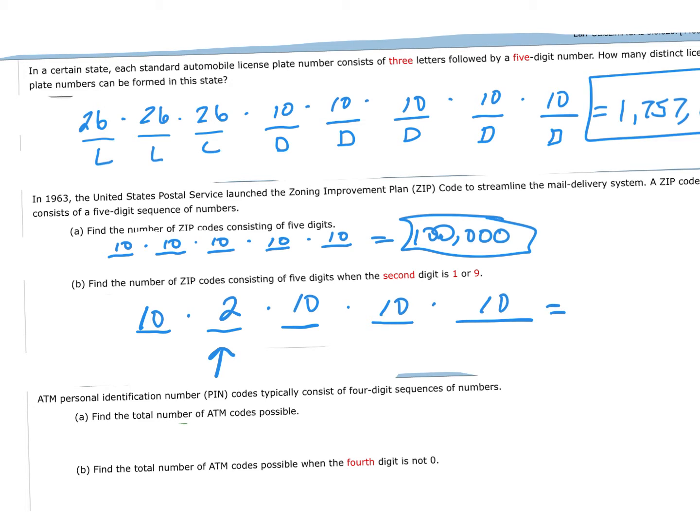That's a good question. If it says it has to be this or that, that's why there's two. But if it said it can't be one or nine, then it would be eight. You're right. So we multiply this together. We get 20,000. Agreed? Okay, good.